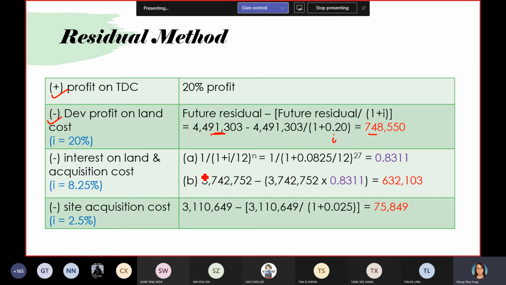complicated. I break it down into two parts. The first part is you calculate the interest first. You do not have minus 1 here because you work backward. So you use 1 divided by 1 plus i. The i is the interest rate, 8.25%, 8.25% divided by 12. n is the total development period. Here will be the total development period. Okay, so this is the factor.